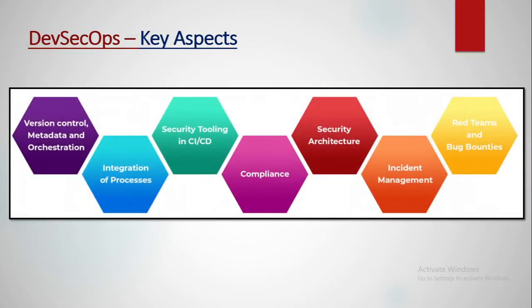Here you can see a few key aspects of DevSecOps, like process integration, security architecture, compliance, and security tools in continuous integration and continuous development. Other than these, version control, metadata and orchestration, and also incident management can be taken as key aspects of DevSecOps. Okay, that's all about key aspects. Now we will move to the next slide.